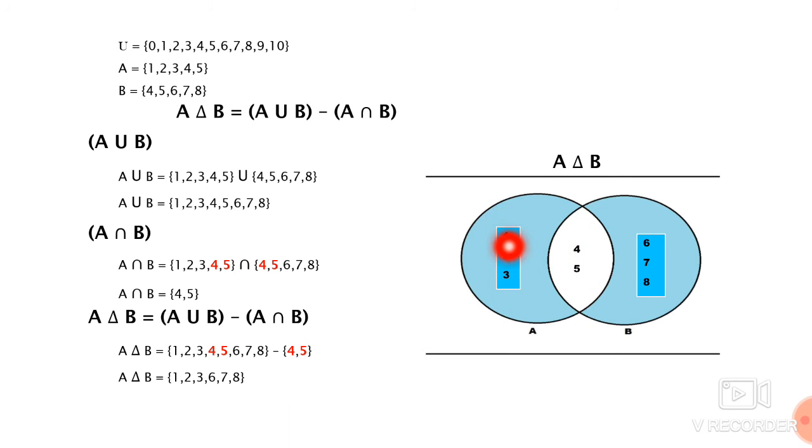1, 2, 3 are the remaining elements of set A, and 6, 7, 8 are the remaining elements of set B. Fourth step, the shading. According to the definition, symmetric difference of two sets contains all the elements of both the sets except the common elements. So we will not shade this part, and the remaining part of both the circles will be shaded.